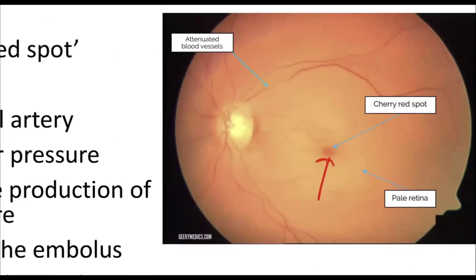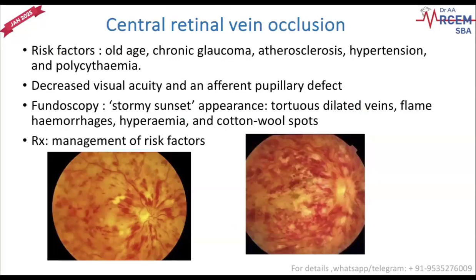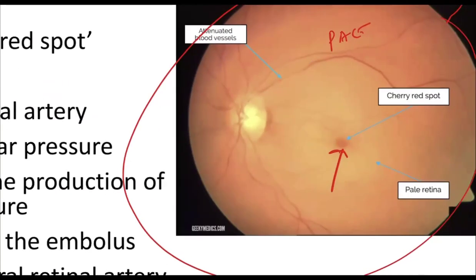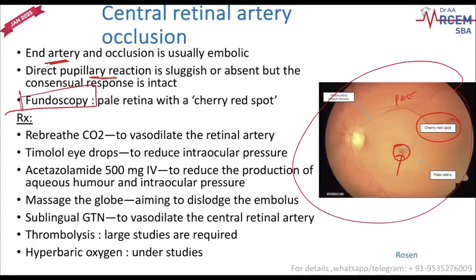A pale retina is seen. The whole retina should be bright in color. What you're seeing here is quite pale. Along with the pale retina, one spot you can see which is bright red in color. This is known as cherry red spot. This is a classical presentation, a classical finding that you can get on fundus examination.